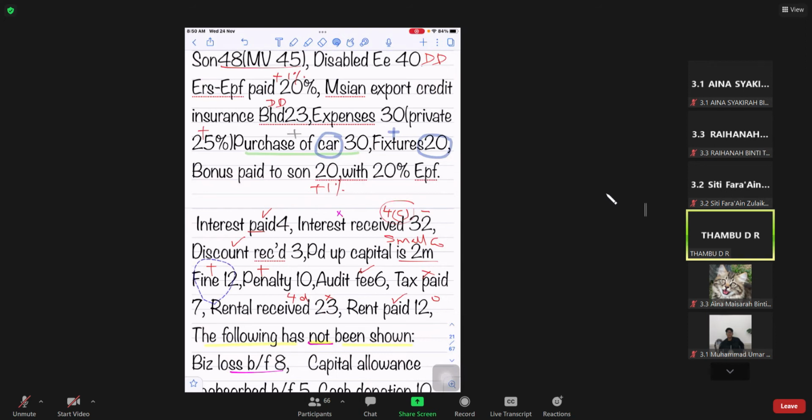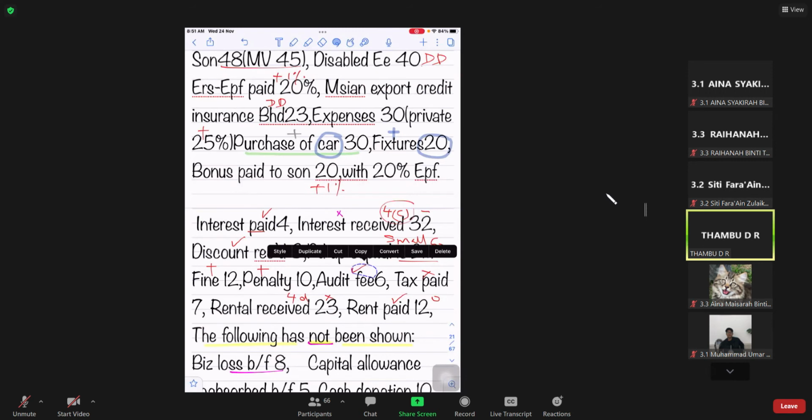Fine cannot, penalty cannot add back. Audit fee can, tax paid cannot. Tax is paid after making the profit. Anything that you pay after making the profit cannot. Audit fee is revenue expenditure, but non-business, allowed by law.